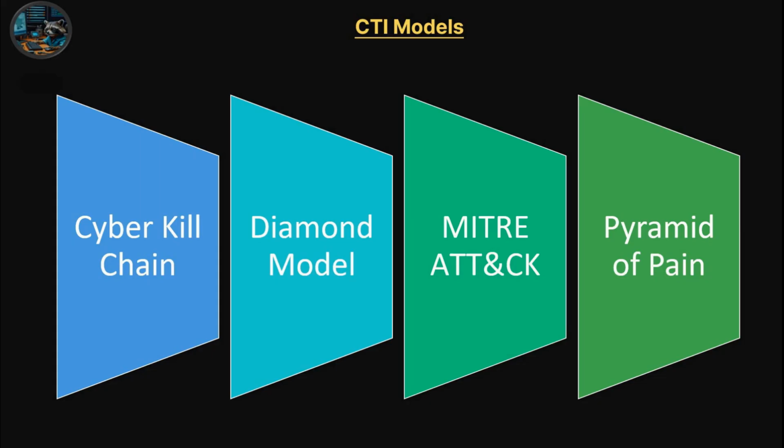Now, these are the CTI models. I know you all know about these CTI models, but they play a very important role when we are creating reports and mapping the type of attack that we are looking for, or the type of consumer we are going to define for. So, the very first is the cyber kill chain. The second is the diamond model. The third is the MITRE ATT&CK framework, and the fourth is the pyramid of pain.